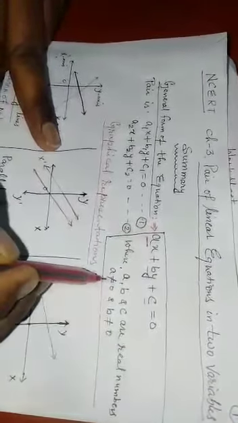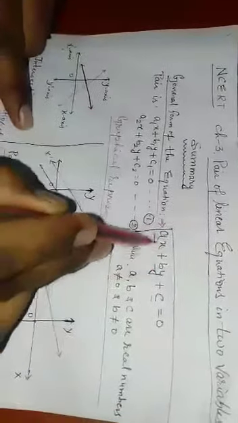A and b should not be equal to 0, because if a is 0, then this term will be absent, or if b is 0, then this term will be absent. It is compulsory to have these two terms related to x and y. Both terms are compulsory in a linear equation in two variables.